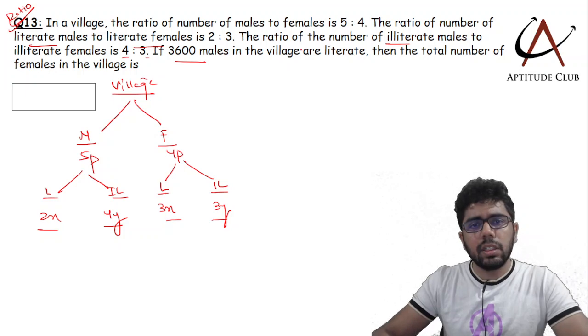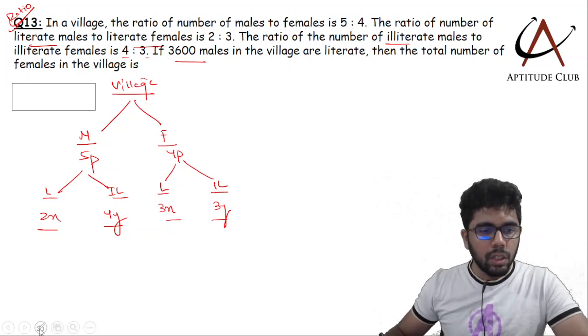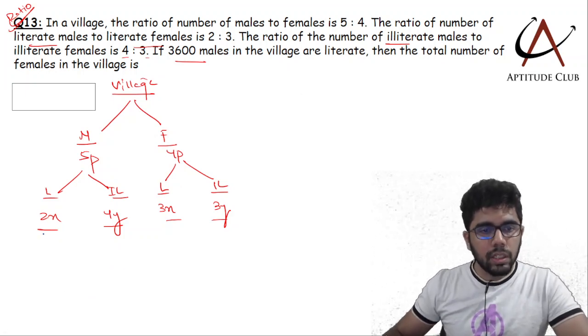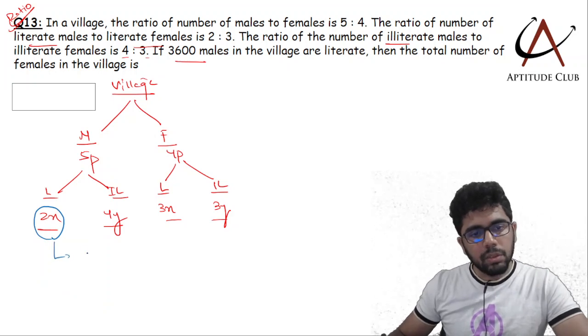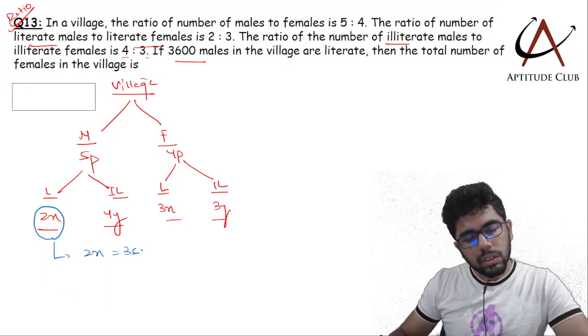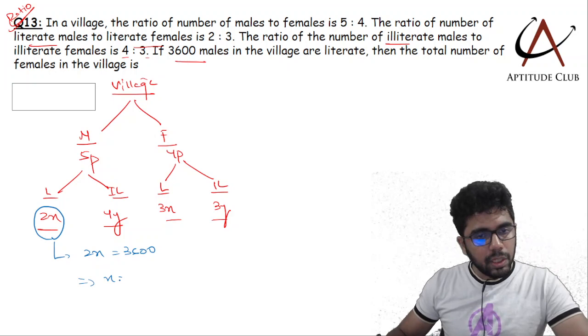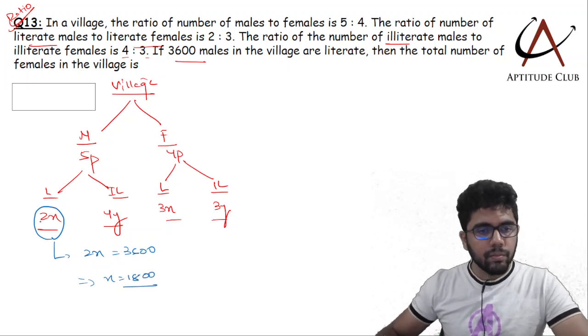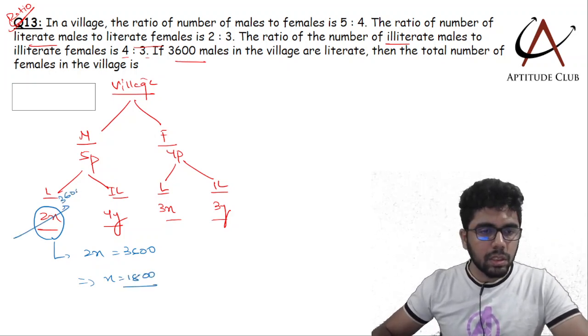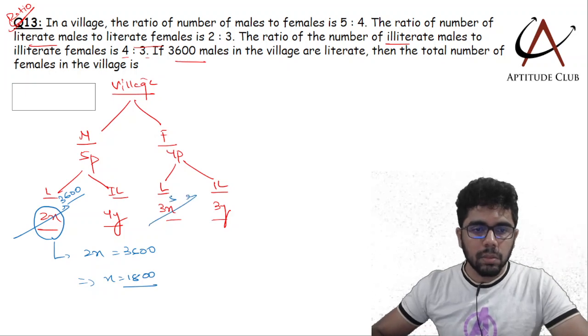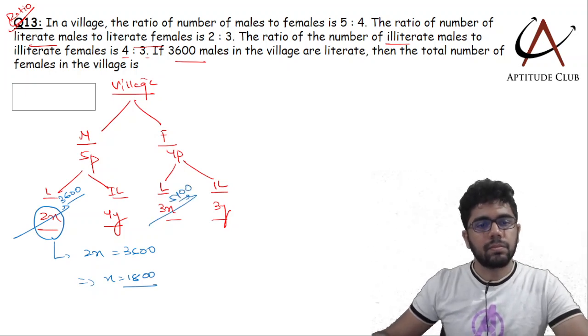बोल रहा है 3600 males in the village are literate. So 3600 males in the village are literate. That means basically question is saying 2x is equal to 3600. This gives me x as 1800. So this becomes 3600 and this becomes 5400.